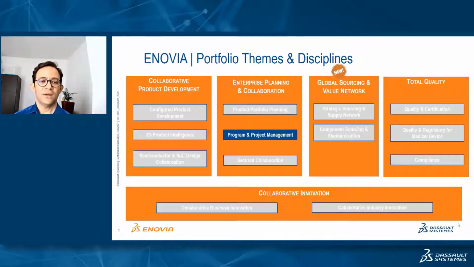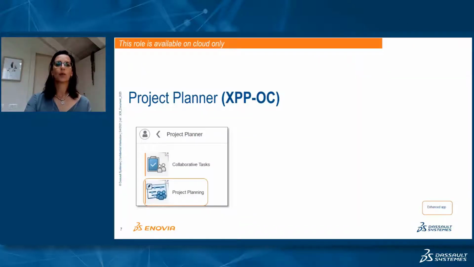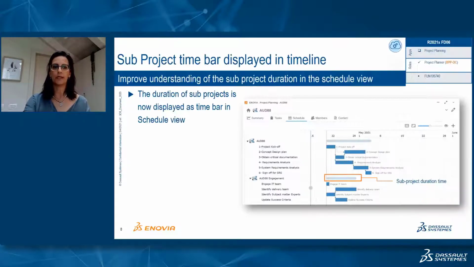We are going to review now the new enhancements in program and project management. Let's start with the Project Planner XPP role, and I would remind you that this role is available on cloud only. Now in FD06, the duration of sub-projects is displayed as a time bar in the schedule view, which makes it much easier to understand the full project schedule.